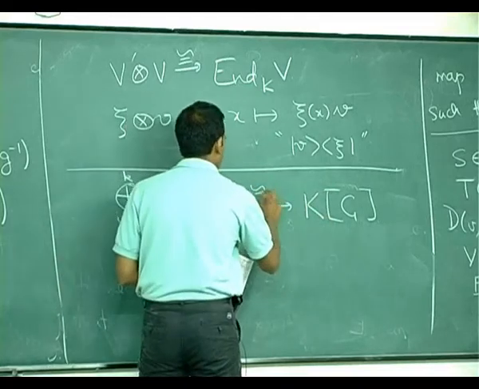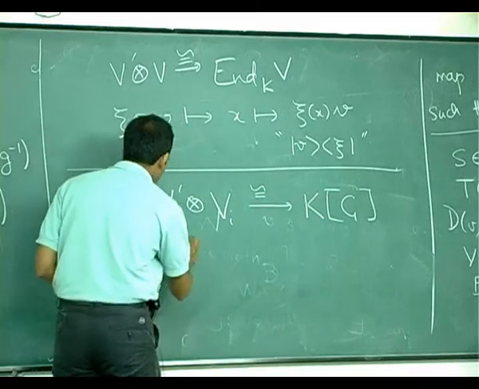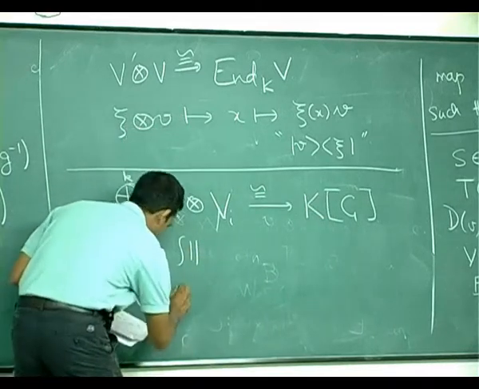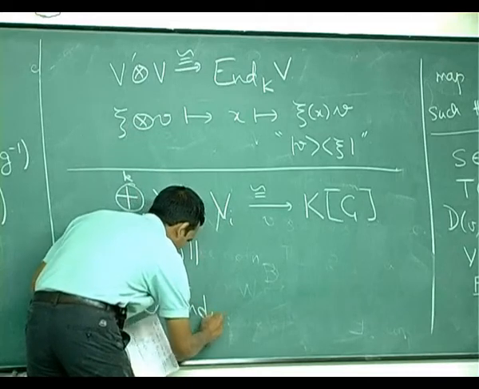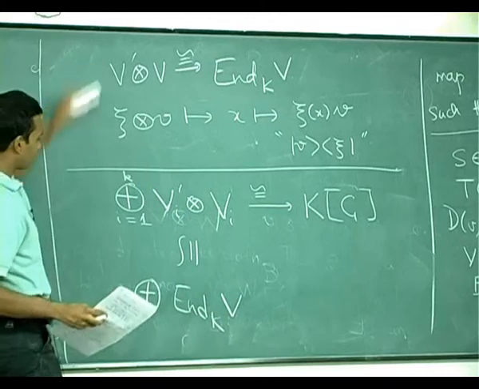Again, several steps need to be checked very carefully. Now here we've got this thing, just this isomorphism from up here.